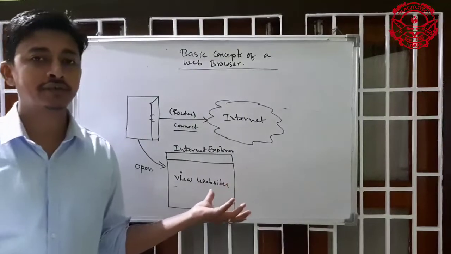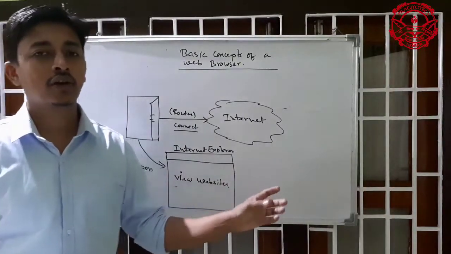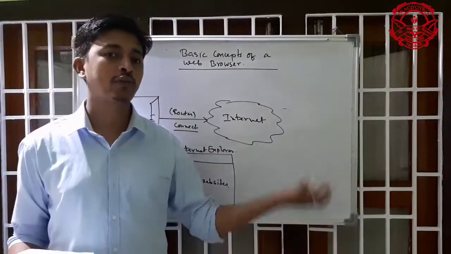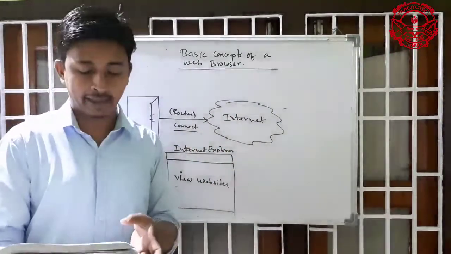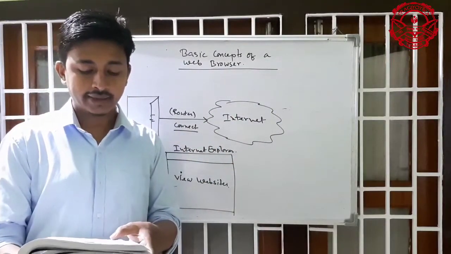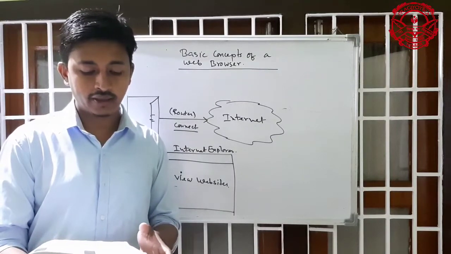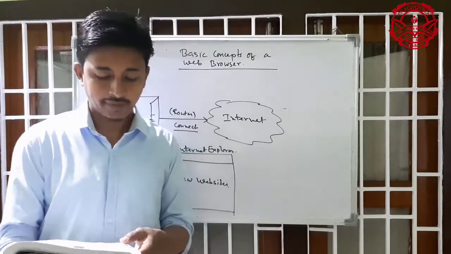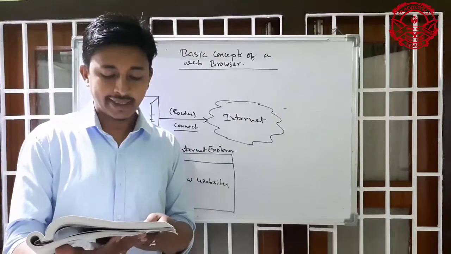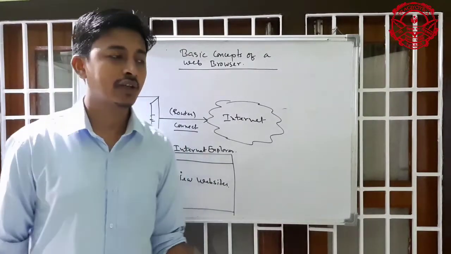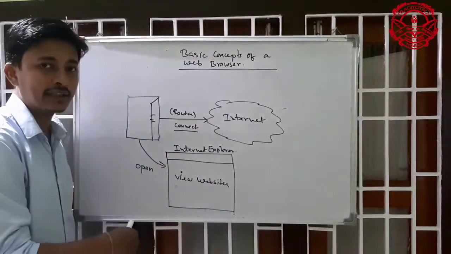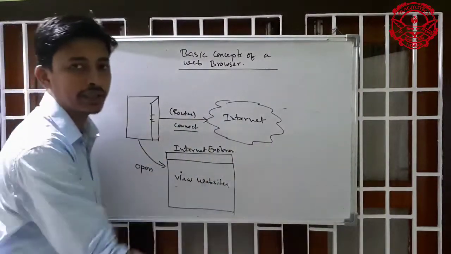If I open a Google website and search for something, and after that I want to go back to the previous page, I click the back button. This back button takes you to the previous page that you were viewing. Next one is forward. It takes you one page forward after you have gone back. Means, if you have gone back and you want to go forward again.